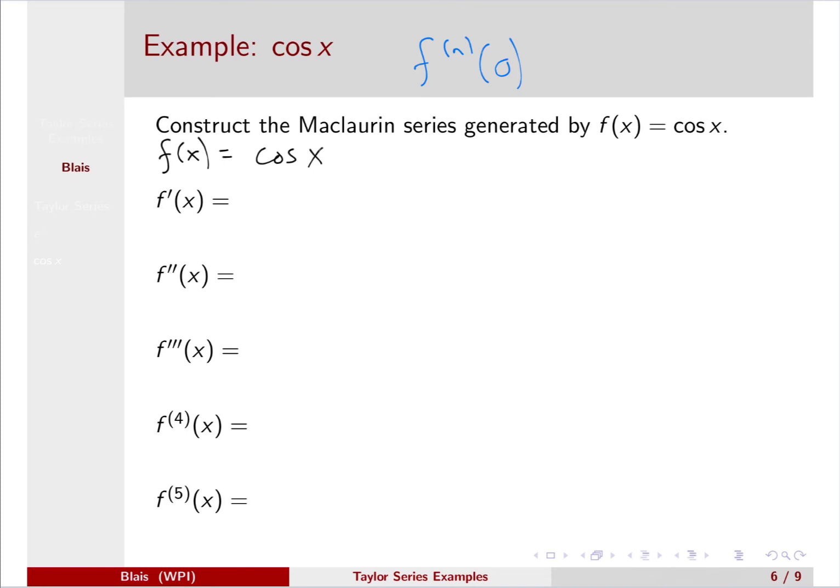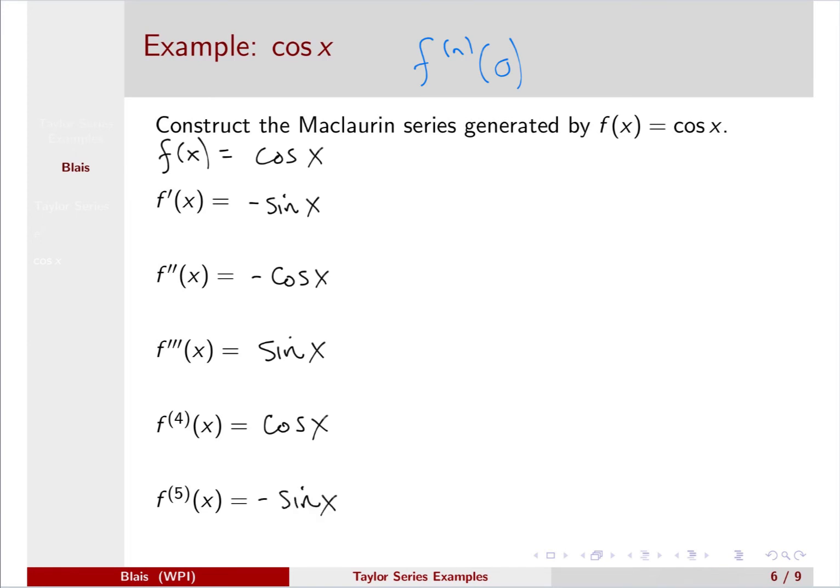So let's work out some derivatives of cosine. We know the first derivative of cosine of x is minus sine of x. The derivative of minus sine of x, well, we know the derivative of sine of x is cosine of x, so we'll have minus cosine of x. The derivative of minus cosine of x is sine of x. And the derivative of sine of x is cosine of x. The derivative of cosine of x is minus sine of x.